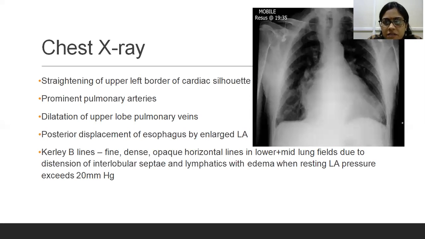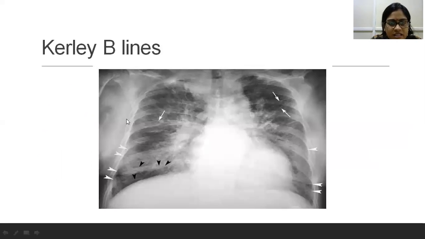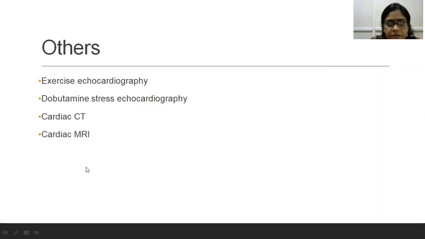Then finally you have something called Kerley B lines. So Kerley B lines are fine, dense, opaque horizontal lines, which are seen in the lower or mid lung fields. This happens as a result of distension of interlobular septae and lymphatics, resulting in edema, when your resting left atrial pressure is greater than 20 millimeters of mercury. So these are your Kerley B lines, just to give you an idea of where to look. These are horizontal dense lines, which are seen in the middle and lower lung fields.